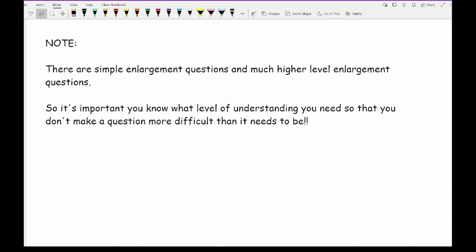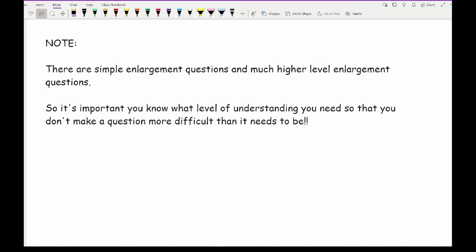Now before we continue, there's one thing that you need to note. There are some very simple enlargement questions which we'll cover at the start of this video, but there are also some much higher level enlargement questions which we will cover in some later videos. It is really important that you know what level of understanding you need and what you're aiming for, so that you're not going to make a question more difficult than what it actually needs to be.